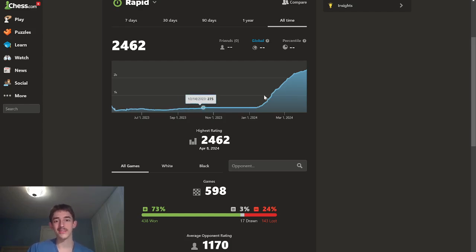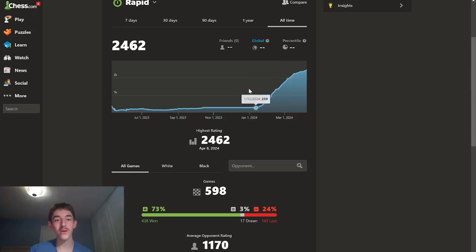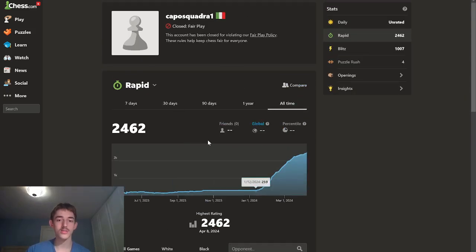And of course, this meteoric rise from 200 to 2400 in a matter of, I don't even know, 2 months. 2 months to go from 200 to 2400. This might honestly be the world's next chess prodigy here, but unfortunately they were banned.